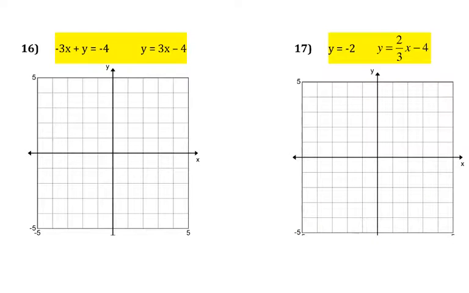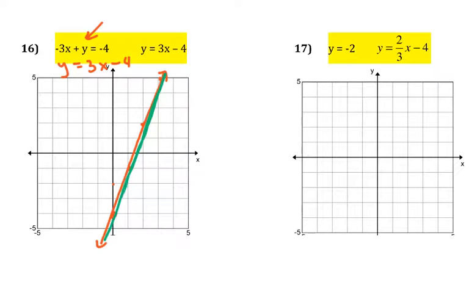Okay, on number 16, I'm going to have to take that first equation and I need to solve it for y. So pause the video, solve it for y, and then graph both equations. Okay, so I solved it for y, the first equation, y equals 3x minus 4. So I'm going to start at negative 4, up 3 and over 1. And then the second equation is y equals 3x minus 4, so it's the same equation. So when I go and graph that, I'm going to graph exactly the same line.